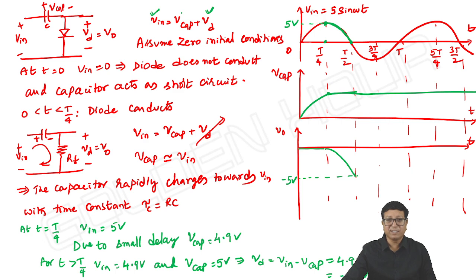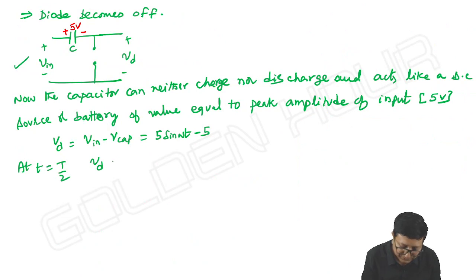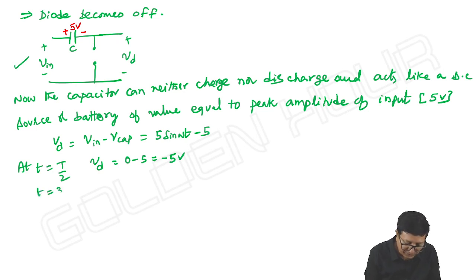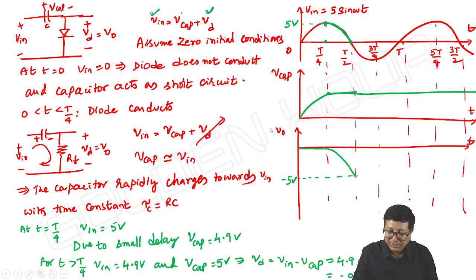Okay. Or at t is equal to T by 2, input is 0, V capacitor is 5. Overall, VD is minus 5. It is negative. Yes. Next, at t is equal to 3T by 4, VD is equal to, at 3T by 4, input is further falling by another 5 volts. The capacitor voltage is constant. Then all those variations can be seen across the diode.